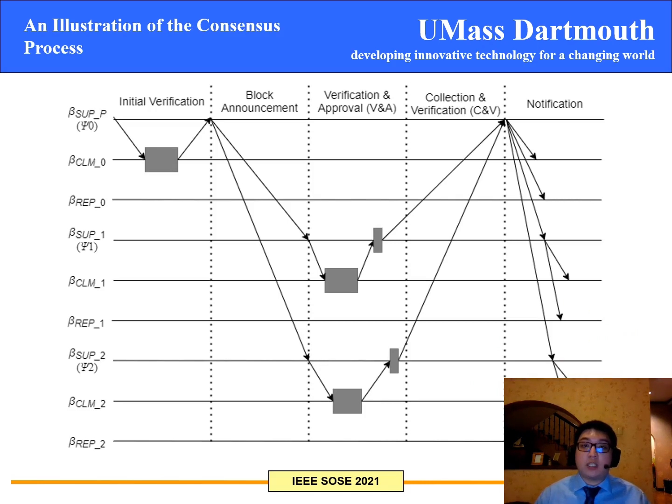This figure shows an example of the consensus process with three distinct hospital groups. The first group consists of the primary super peer agent, Cloud Manager Agent 0, and regular peer agent 0. The second group consists of super peer agent 1, Cloud Manager Agent 1, and regular peer agent 1. The third group consists of super peer agent 2, Cloud Manager Agent 2, and regular peer agent 2.